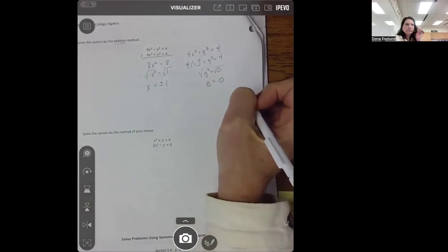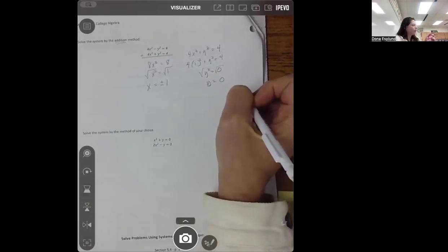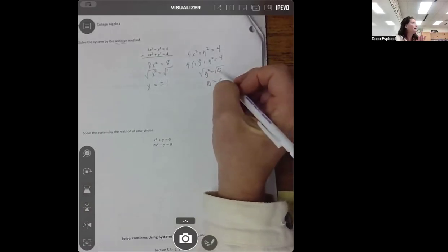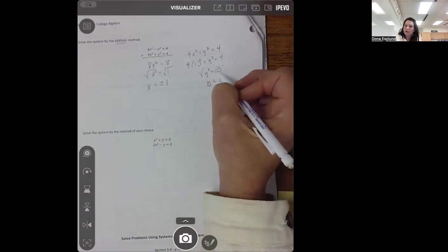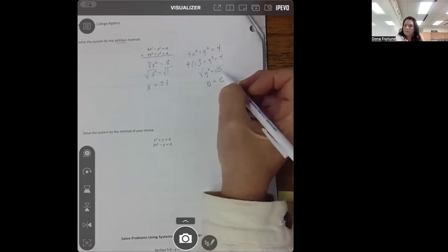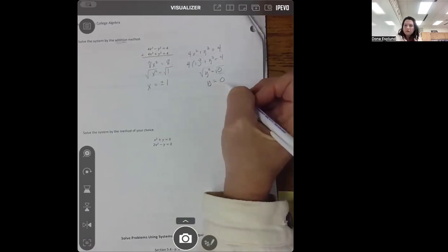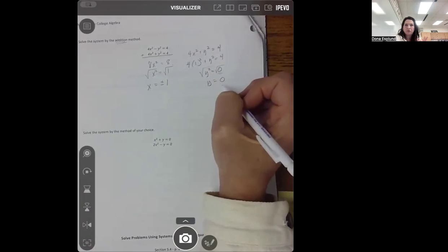Notice on this one, this is where we had gotten 4 solutions, right? If it had been anything else other than 0, like if I had solved here and I had the square root of 4 here, then I would have both a 2 and a negative 2. So that's where you would come up with 4 solutions. Because it's just the square root of 0, that's why you ended up with the 2.